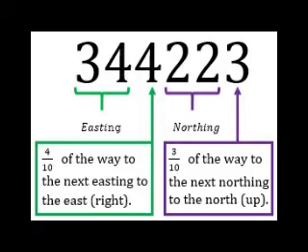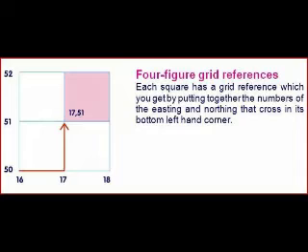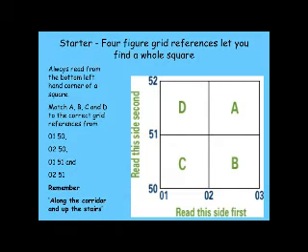In the 6-figure grid reference, the first two numbers are the eastings, but the third number as it is given here is 4, so it will be 4 by 10th. That is, the division is 10, so it will be 4 by 10th. And the northings is 2, 2, but the third number will be 3 by 10th according to the divisions. Now the 4-figure grid reference, each square has a grid reference which we get by putting together the numbers of the easting and the northings that cross in its bottom left hand corner. Always read from the bottom left hand corner of the square, first the eastings and then the northings.